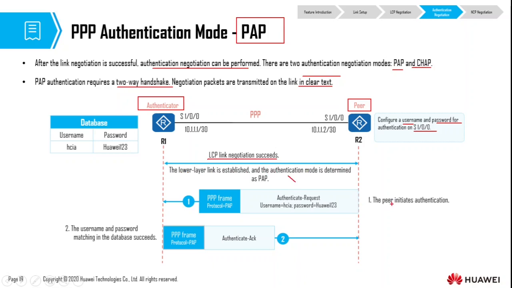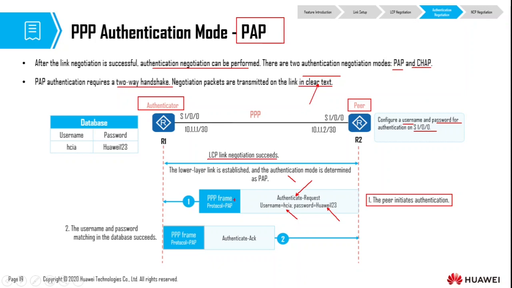So step number 1 here, the peer initiates authentication. By initiating authentication, we are sending a packet called authenticate request. And when we do that, we send a username and a password in plain text. Don't forget that. In plain text.